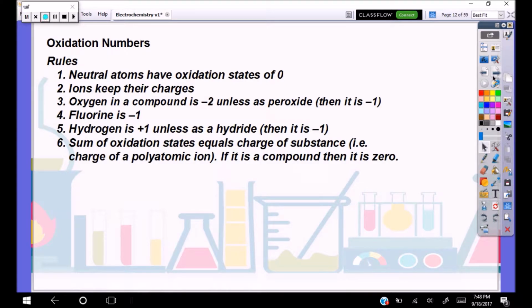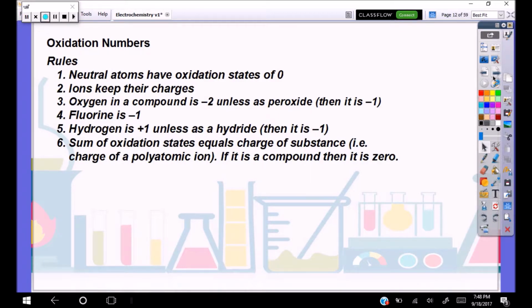So, a review of oxidation numbers. These were the rules we talked about in the summer assignment. This should be a pretty straightforward concept. I'm not going to go over any examples for you today, but we know that neutral atoms have oxidation states of 0. Ions keep their charges.